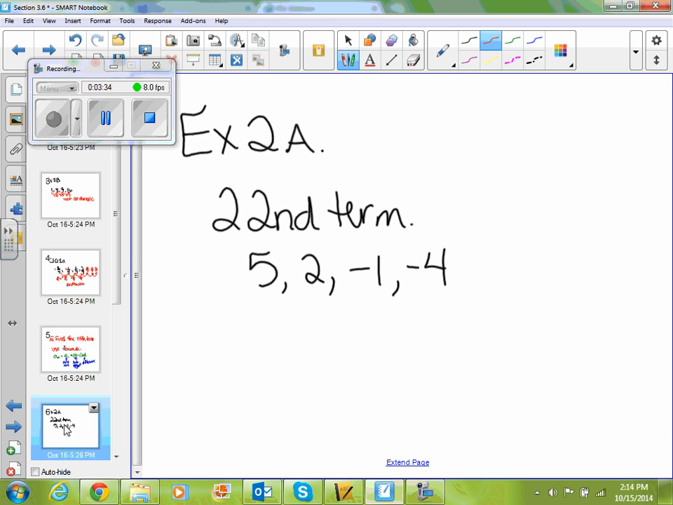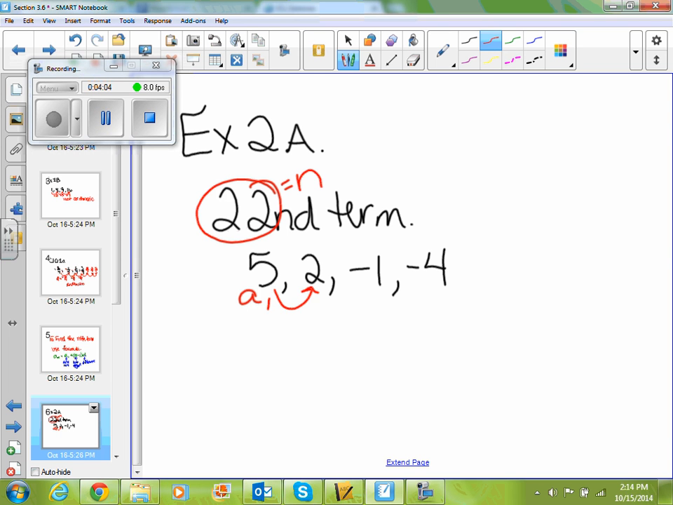Let's put that to use. In example 2a, we're asked to find our 22nd term, and we're given this sequence. If it's my 22nd term, then 22 is my n, because n is always the term you're looking for. Second, I have to find my first term, my a sub 1. My first term of this sequence is 5. And the last thing I have to find is my common difference.